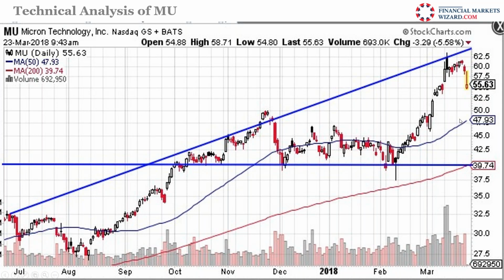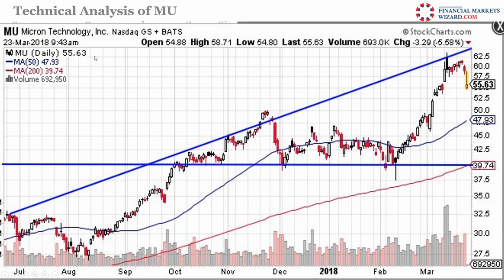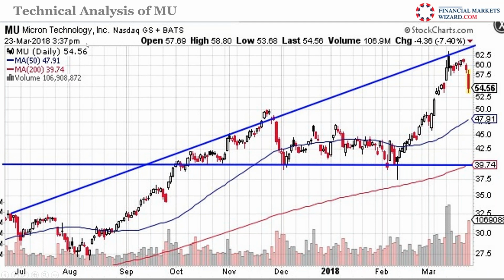And then there was one member, he sent me an email, oh, should I get out of the MU? So the thing is, we don't get out like that. MU is short, and this is the candle formed later near the market close. So I took another screenshot. You see, this was forming at 9:43, and this is formed at 3:37 Pacific. So it formed this bearish candle.